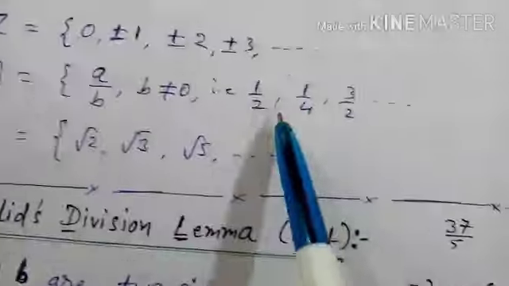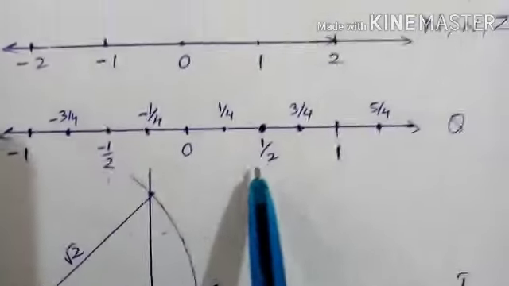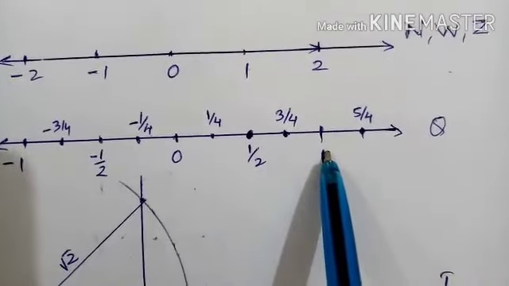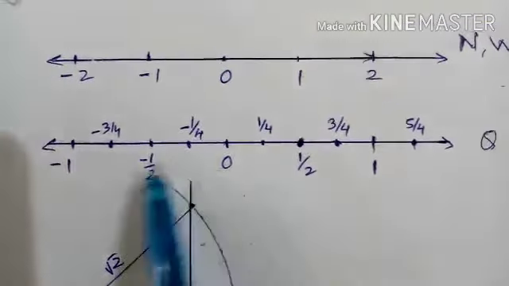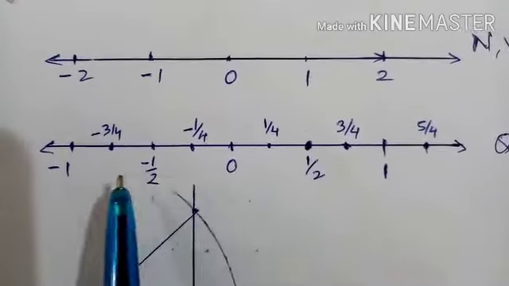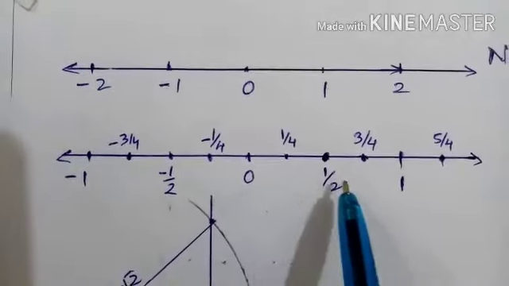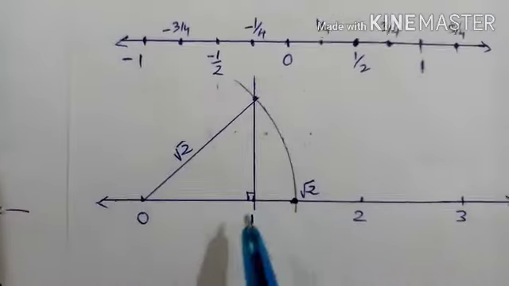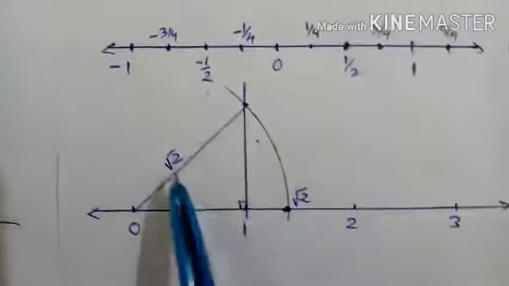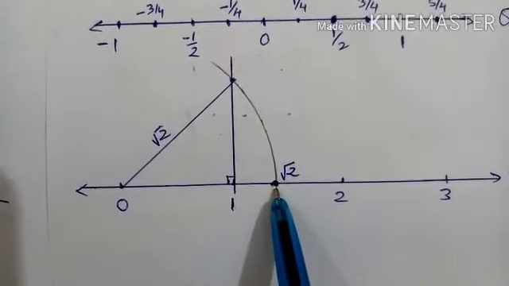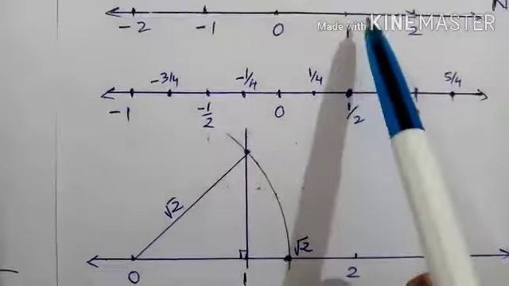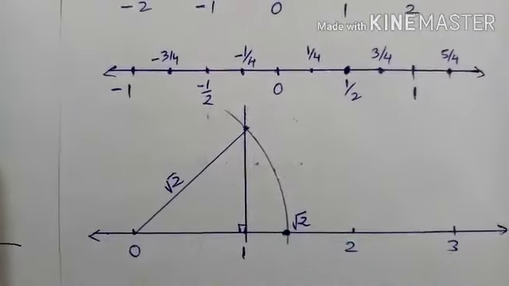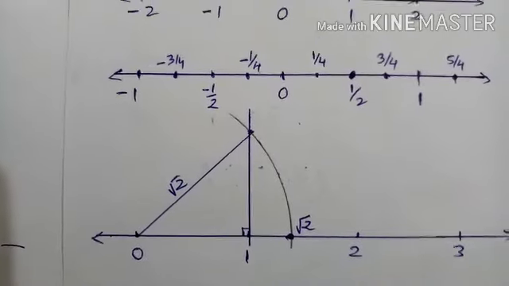Similarly rational numbers, 1 by 2, 1 by 4. Let's see here. This is the rational number. This is 0, 1 by 4, 1 by 2, this is 3 by 4, 1, and this is 5 by 4. So these are the rational numbers, and we can also represent rational numbers on the number line. And similarly irrational numbers also. This is root 2 on the number line. So natural numbers, whole numbers, integers, rational, irrational, we can represent on the number line.